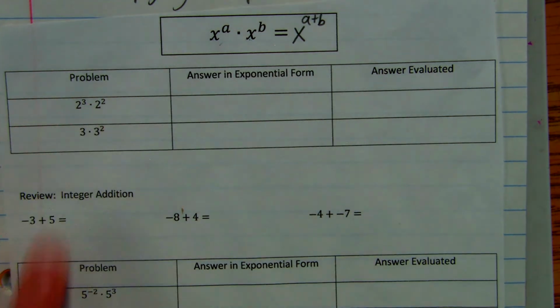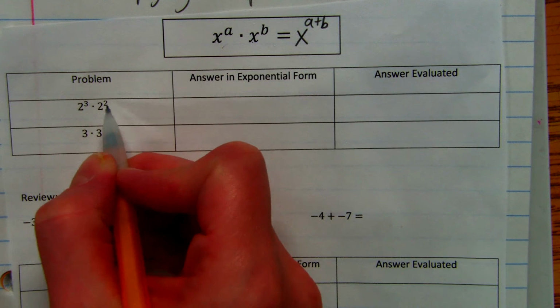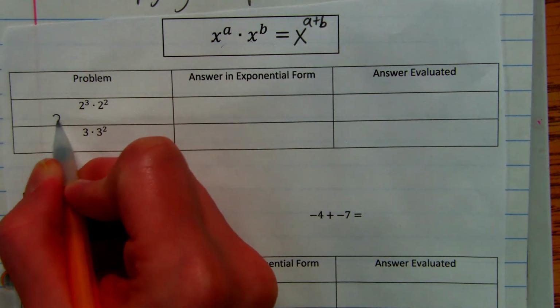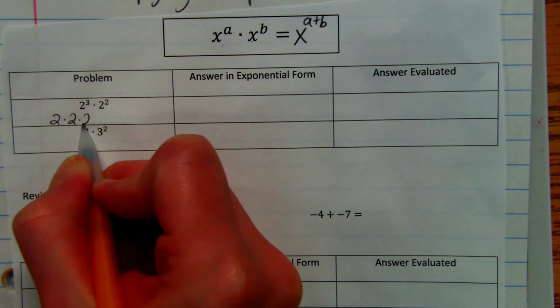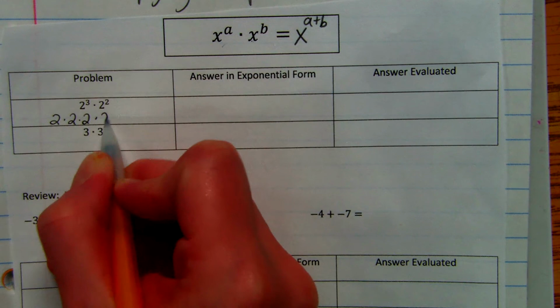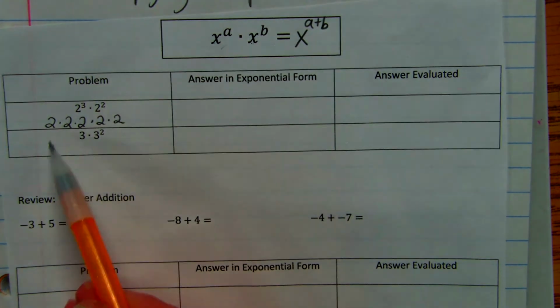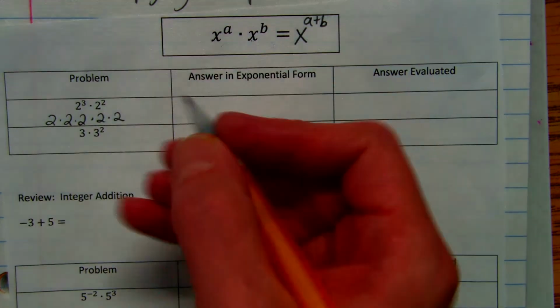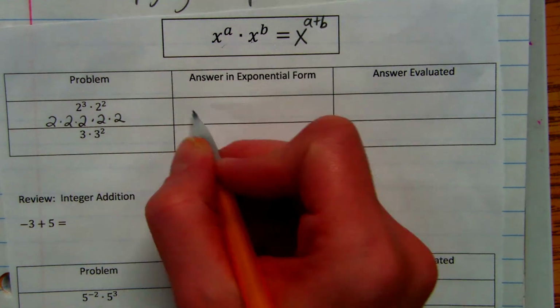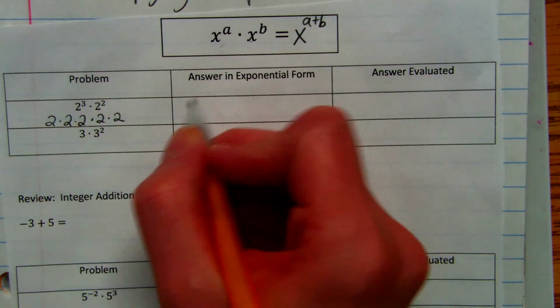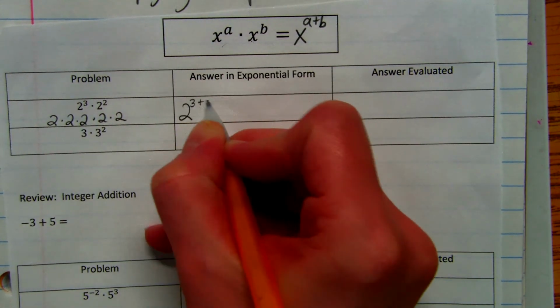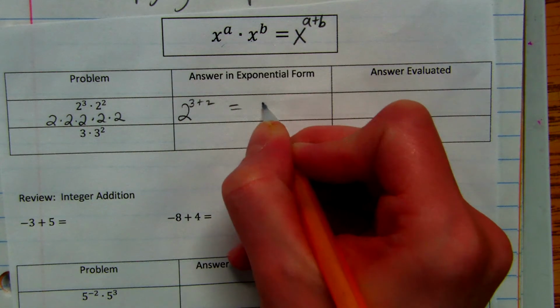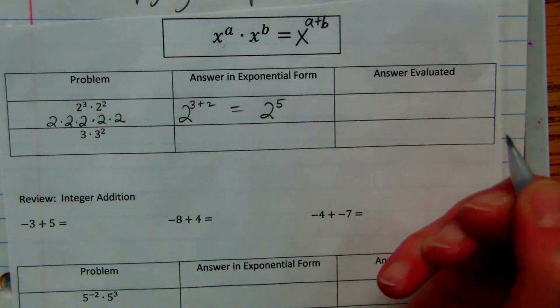So if I have 2 to the third times 2 squared, let's just think about what that would be. 2 to the third means 2 times 2 times 2. 2 squared is 2 times 2. Now look at that. How many 2's are there in all? 5. So what I could do is just add 3 plus 2, and I can write it in exponential form, 2 to the 5th.